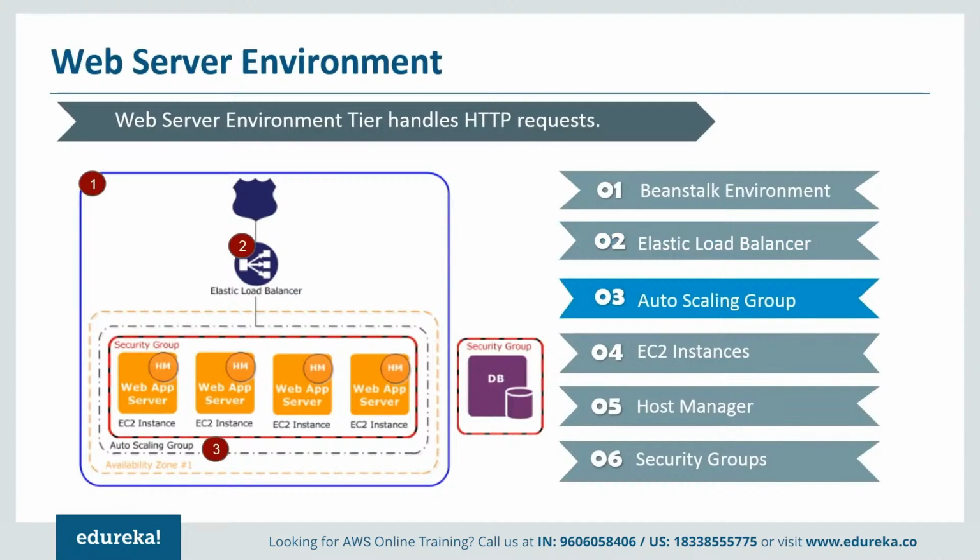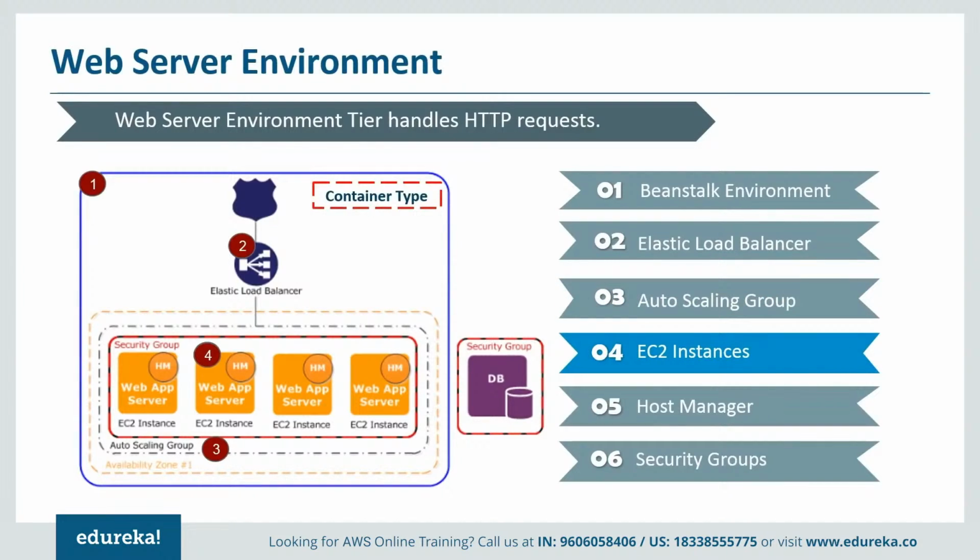Then we have auto scaling group. Well, if your web server is trying to handle a lot of traffic and it's having a scarcity of EC2 instances, then auto scaling group automatically installs a few EC2 instances. Similarly, if traffic is very low, then it automatically terminates underused EC2 instances.